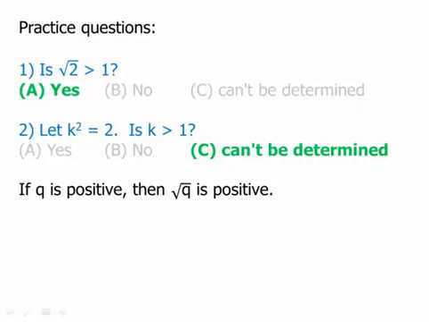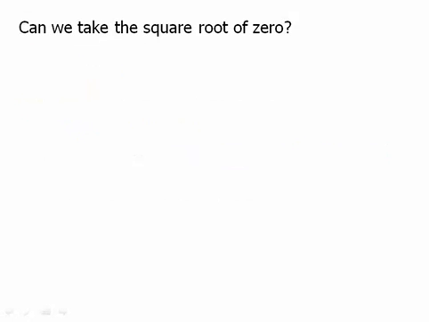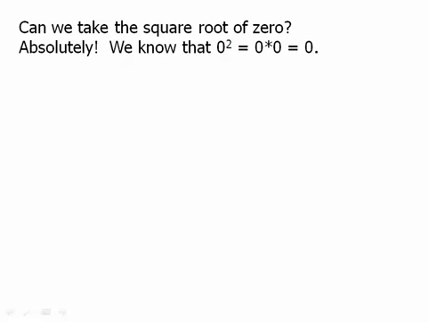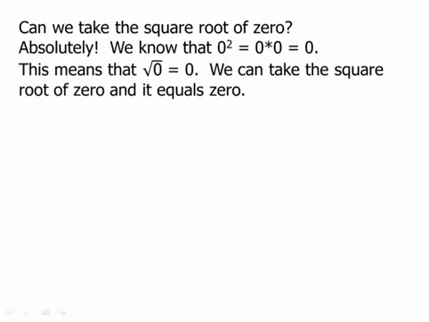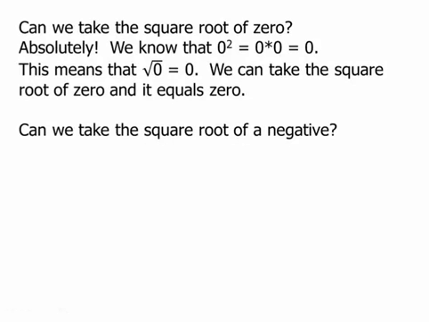If q is positive, then the square root of q is also positive. Can we take the square root of 0? Absolutely. We know that 0 squared is 0. So if we square it and get 0, we can certainly undo the squaring. That means that the square root of 0 equals 0. So that's 100% legal right there.